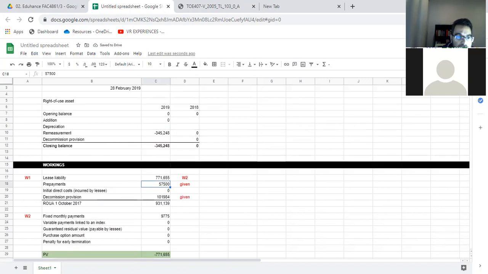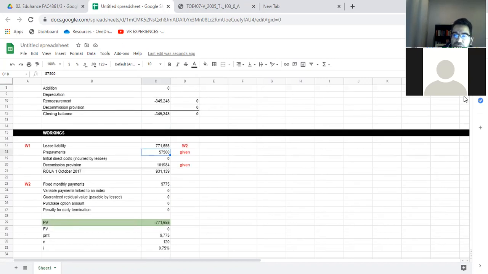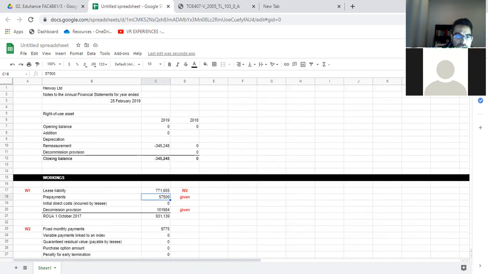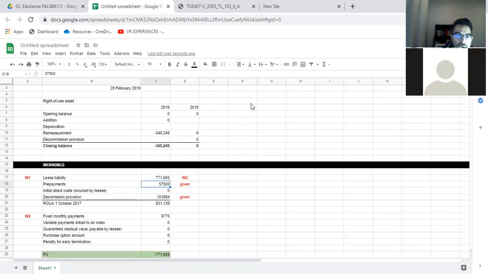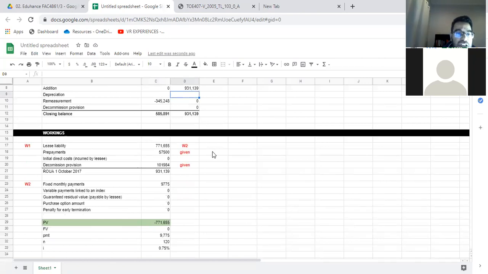So on 1 October, that should have been the addition. The addition on 1 October would be equal to 931,139. Now we can work out depreciation. So depreciation over the useful life, over the lease term of 10 years on a straight line basis.